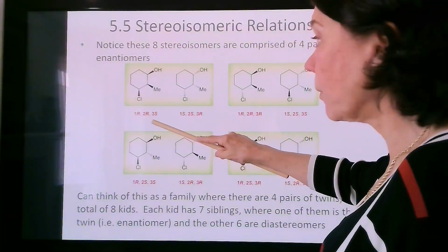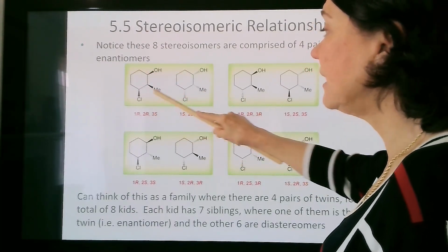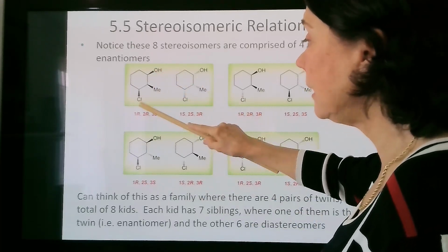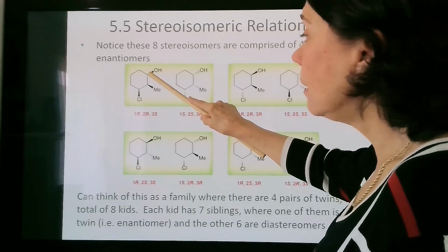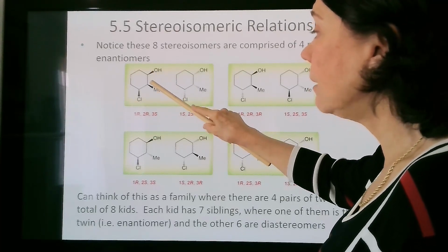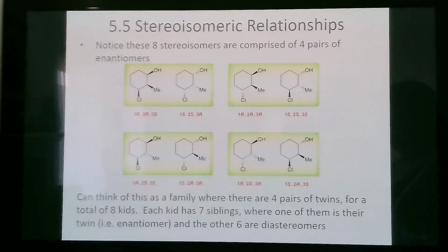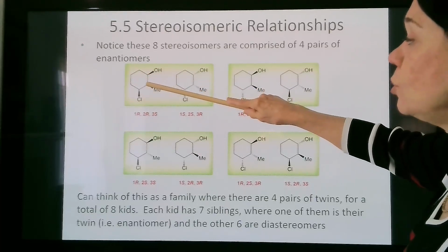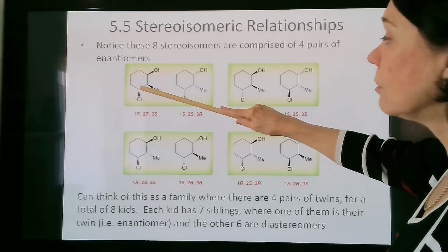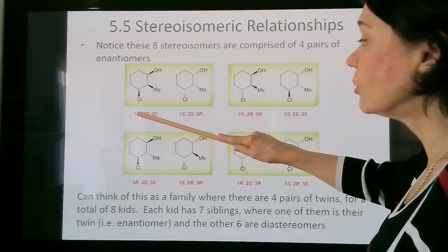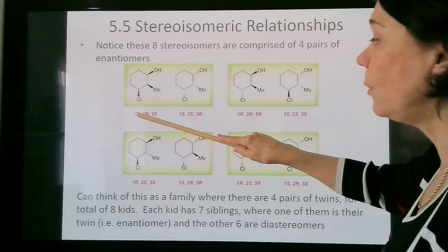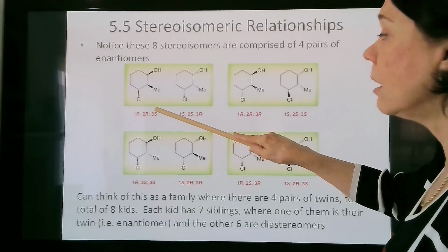First, you'll need to do the numbering correctly. You have to look at this and see which is the highest priority group. The highest priority group here is the alcohol functionality. And so carbon 1 will be the carbon that bears the alcohol functionality. So you number around the ring in a manner to give the substituents the lowest possible numbers. So this is going to be 1, 2, 3, 4, 5, 6, but you don't care about that. Here you care about 1, 2, 3. And the chiral center here is going to be R, the chiral center there it's going to be R, the chiral center here it's going to be S, so it is 1R, 2R, 3S.